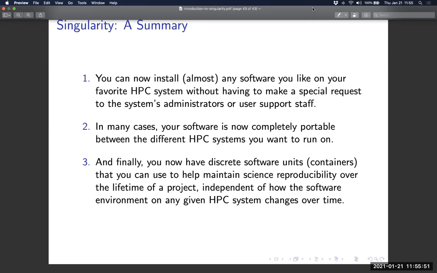Yeah, there's another question there. Is there a repository in Singularity where already built images could be run later to save time?